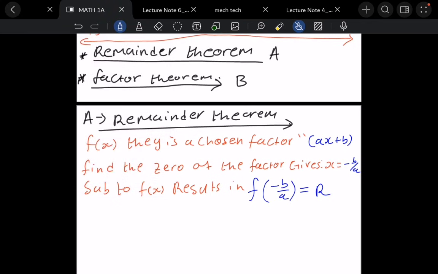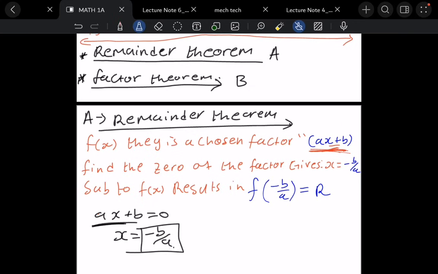What does this statement mean? It means if you find the zero of this, what does it mean to find the zero of that? If you want to find the zero of ax plus b, you need to equate this to 0. And what makes this equal to 0? x is equal to negative b over a, which means you need to solve for x here.